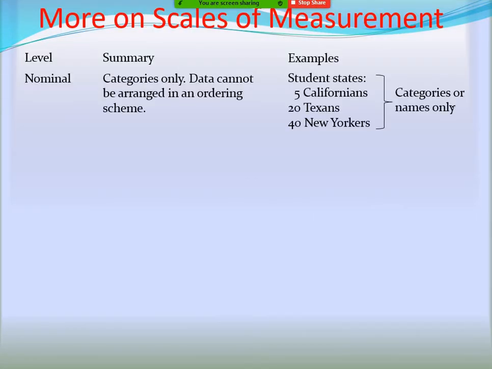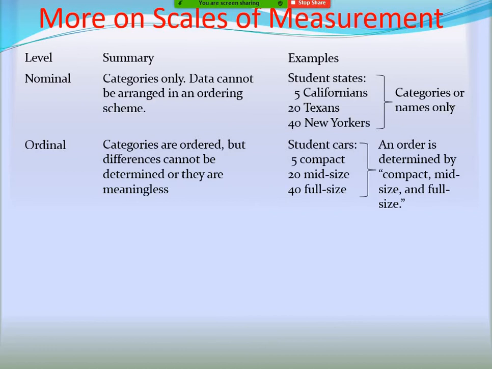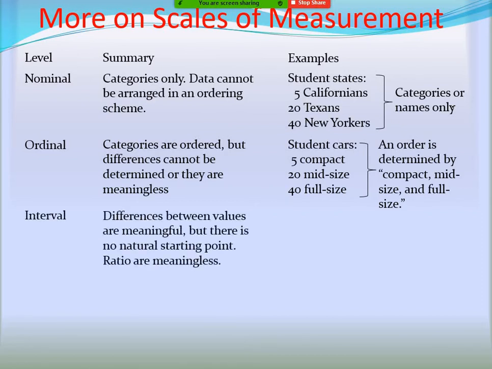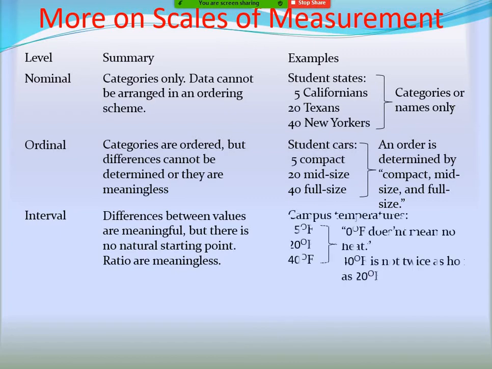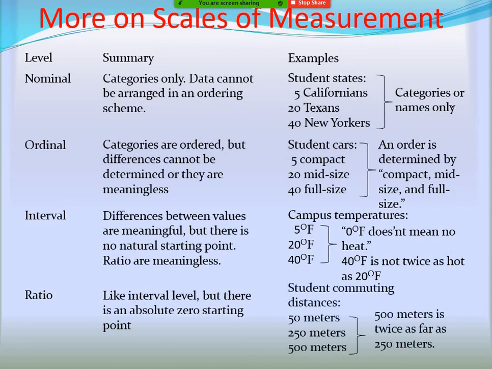Here's a summary of the different levels of measurement. We have the first one, which is nominal, categories only, for example, student status. We have ordinal, where categories are ordered but differences are meaningless, such as sizes. Interval, where differences between values are meaningful but there's no natural starting point, just like temperatures in degrees Fahrenheit. 0 degrees Fahrenheit doesn't mean there's no heat. While ratio is like interval level, but there is an absolute zero, where zero would mean nothingness, just like distances.